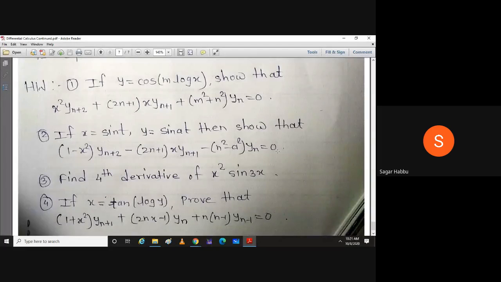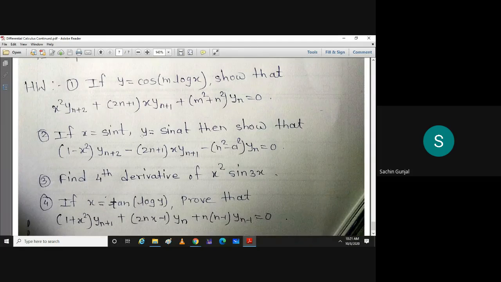Sir, first differentiate x in terms of t and y in terms of t. Then we have to divide dy by dx. Sir, we should try to form a relation between x and y. Yes, good. We should get a relation between x and y.